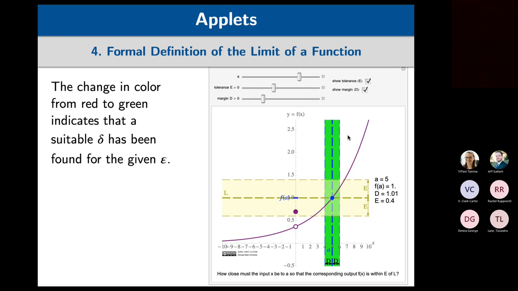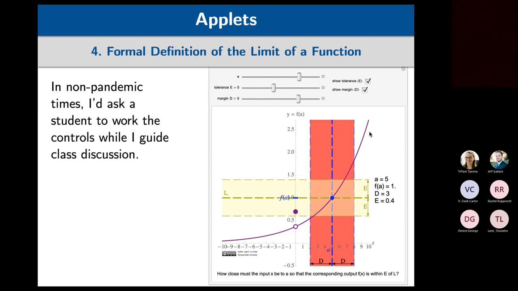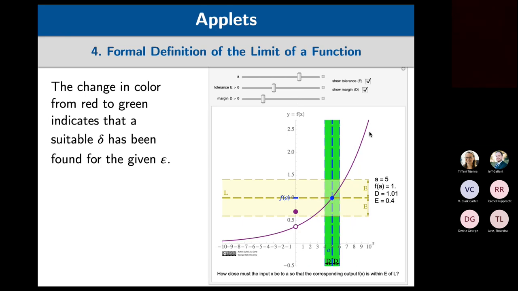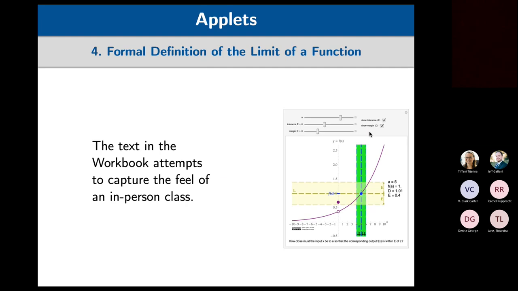I asked the students to find a delta that works for the epsilon shown. A slider can be used to control delta. Shrink it so that we satisfy the definition of the limit for that epsilon. And the change in color from red to green indicates a suitable delta has been found.